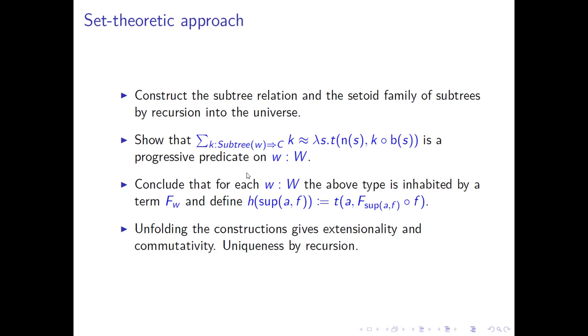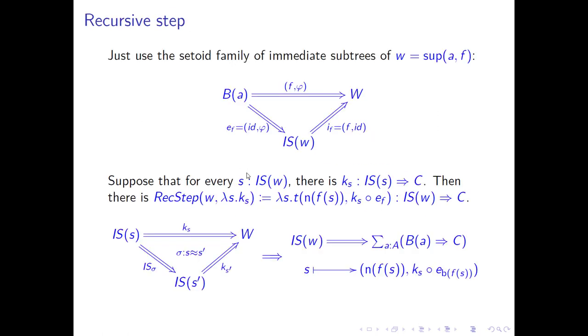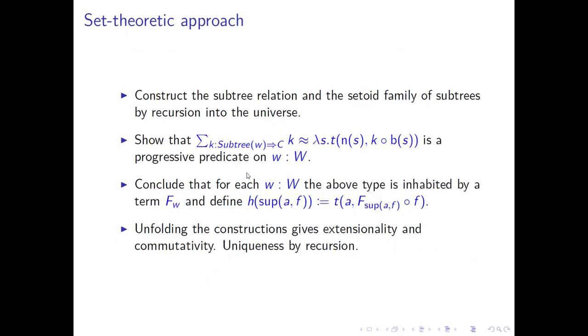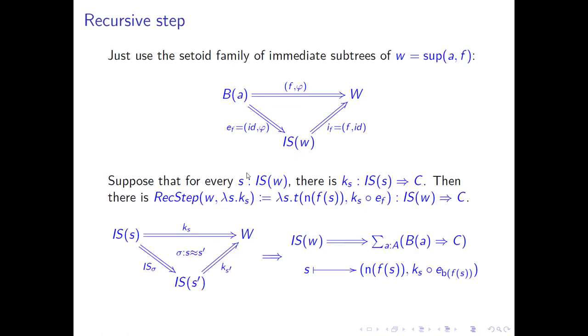So what we can do instead, since we use the dependent W types once, we can use them again. But let me first observe that since we want to avoid the use of the universe, or the recursion into the universe, we cannot define the subtrees, the family of subtrees. So we need to stick to the family of immediate subtrees, which is defined in this way as the image factorization of the branching function.